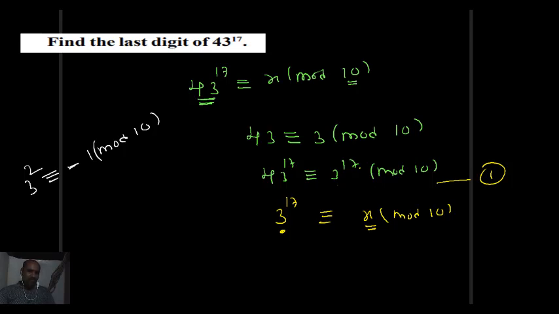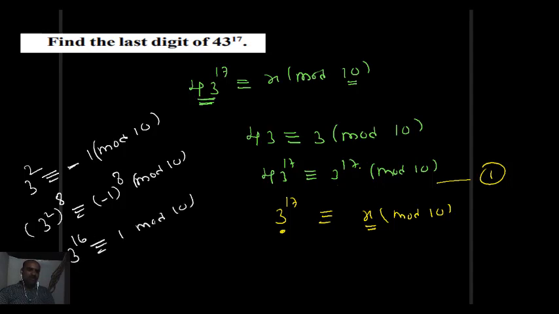So 17 is not a multiple of 2 but 16 is, that's why (3 square) power 8 is congruent to (minus 1) power 8 modulo 10. What I can say, 3 power 16 is congruent to 1 modulo 10. The meaning is that 3 power 16 divided by 10 leaves remainder 1. But you want 3 power 17, no? Multiply by 3 on both sides. 3 power 17 is congruent to 3 modulo 10.